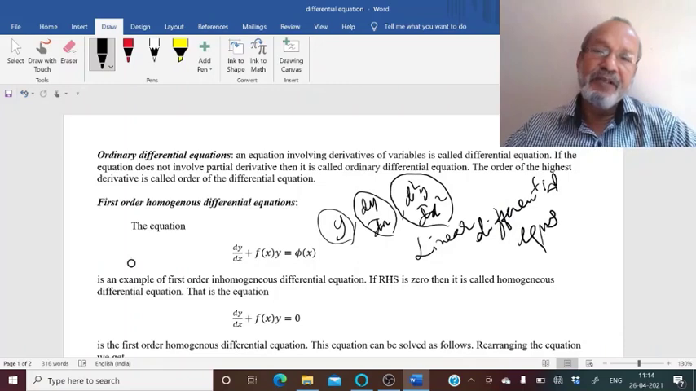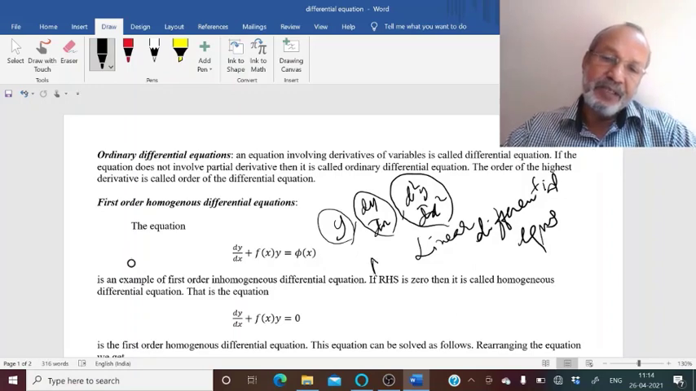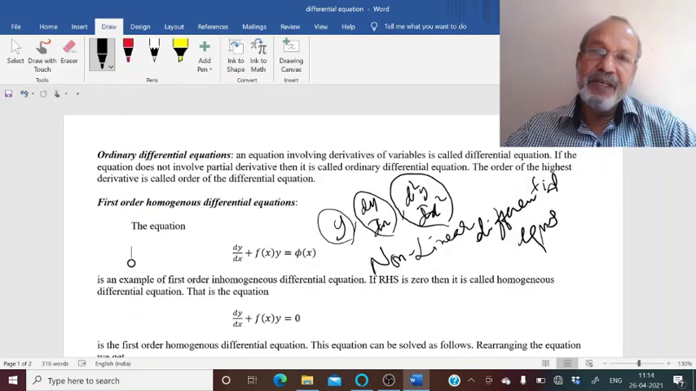If higher powers of the dependent variable and its derivatives appear, or some functions of them appear, then they are called non-linear differential equations. Generally, non-linear differential equations are very difficult to solve. But in physics, many non-linear equations can be approximated to linear differential equations, which are easier to solve.